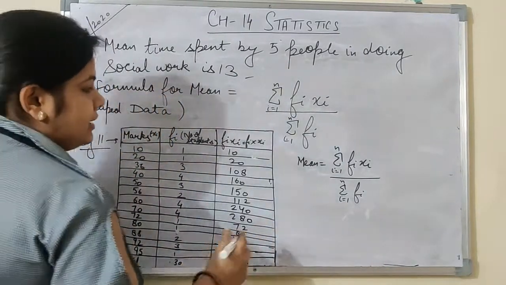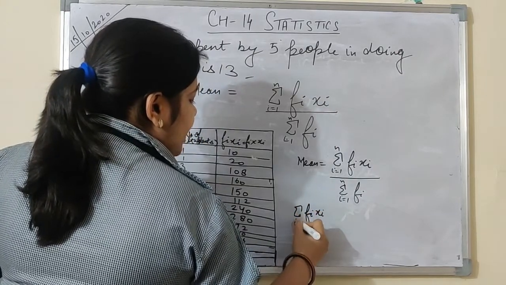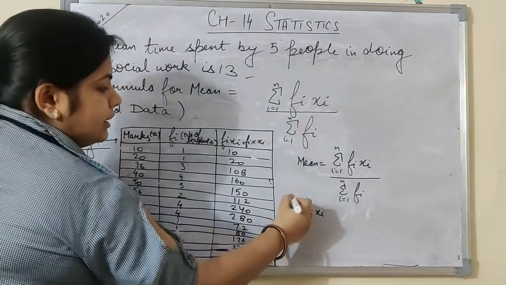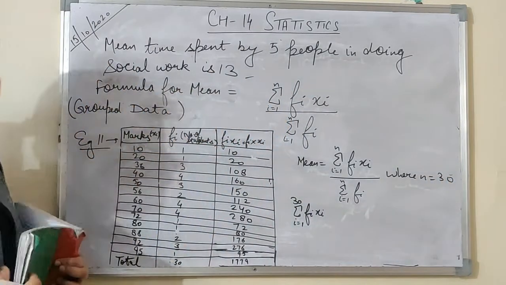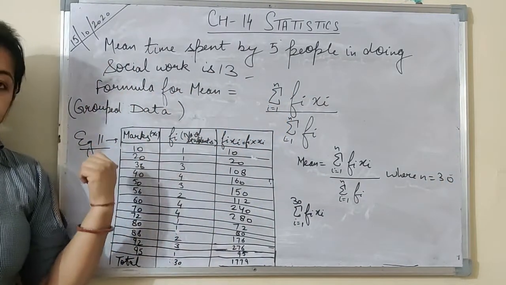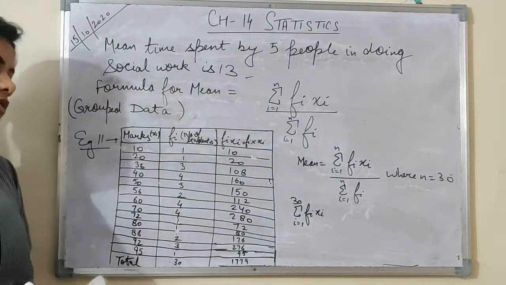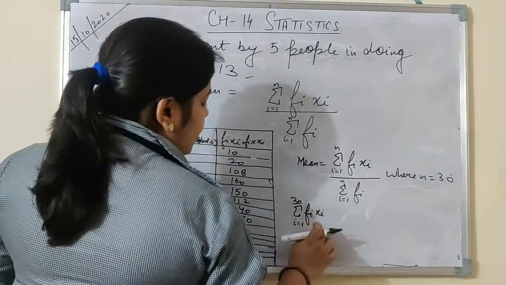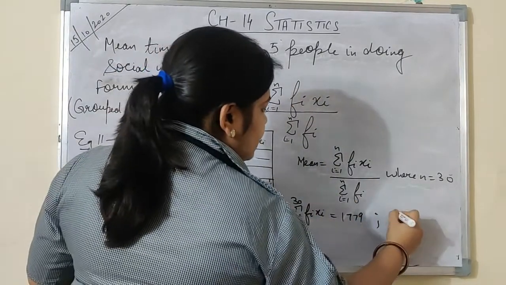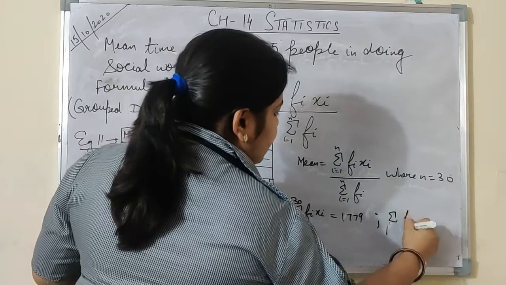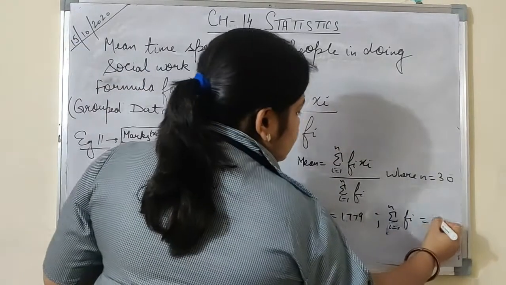Now what I can write is that my value of summation fi xi, where i is from 1 to 30. I am writing 30 here because in this question, as I have told you, n will be given in the question itself, and n is the number of observations, which is given as 30. So the value from this given table will be 1779. Now we can find the value of summation fi also, as we have found it in the table. Again you will observe that it is 30.